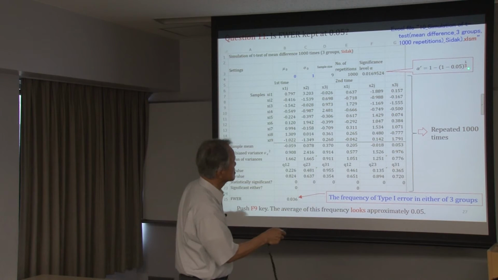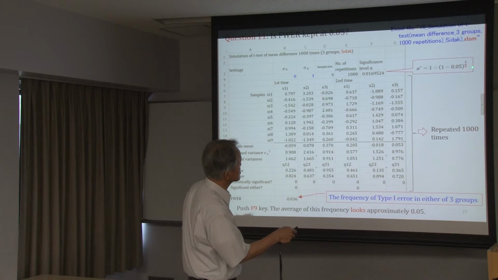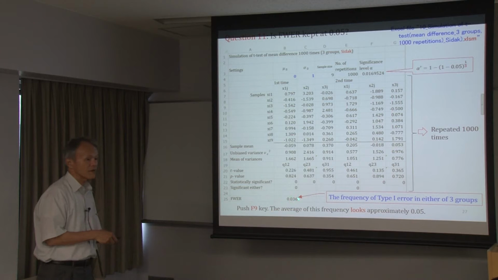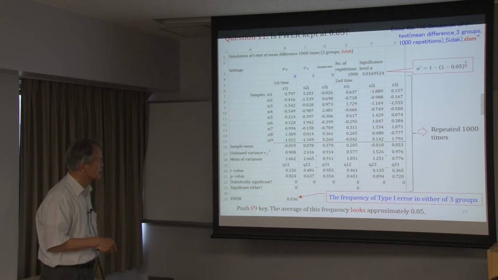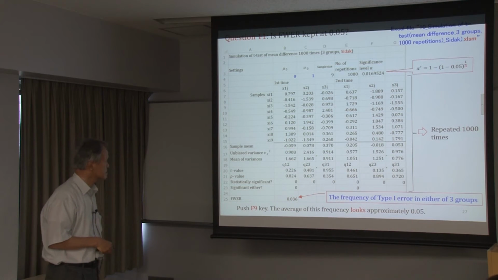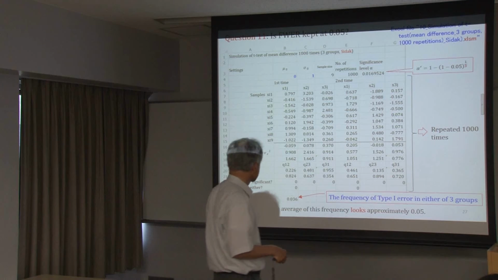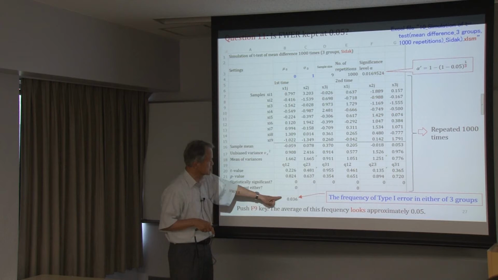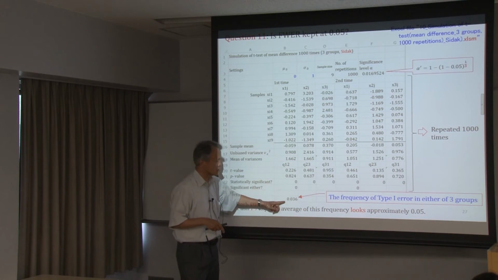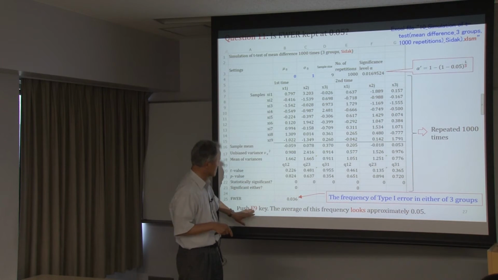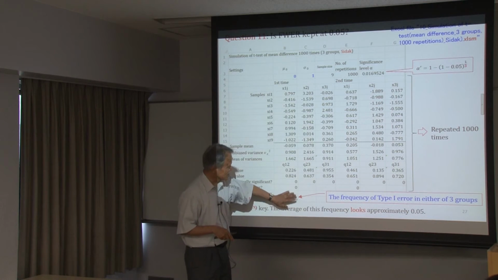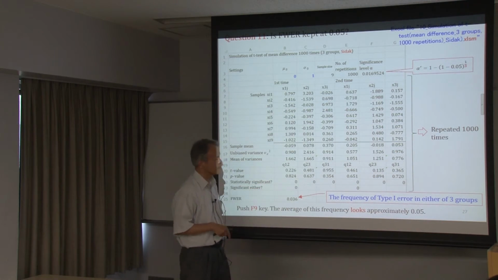This correction is given by this equation. This is 3. And this is the family-wise error rate. If you push the F9 key, this value changes and fluctuates. And it looks like it is kept at approximately 0.05.